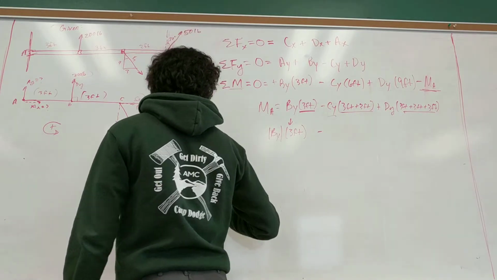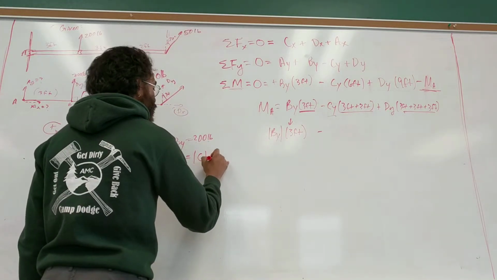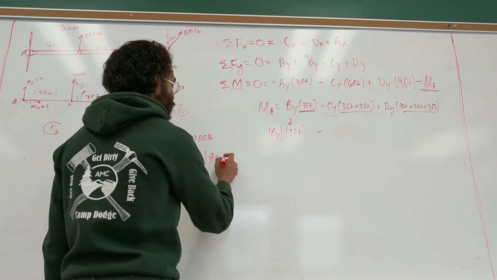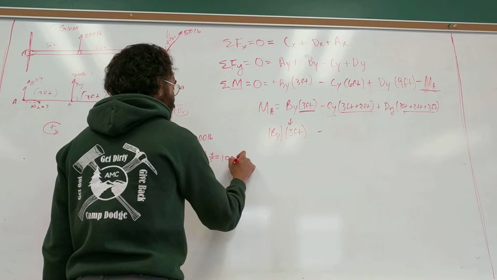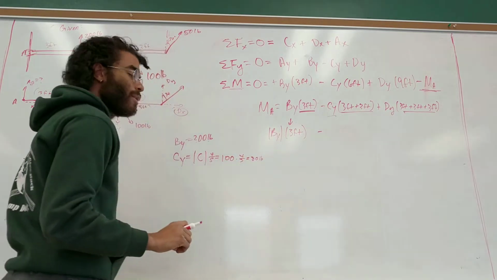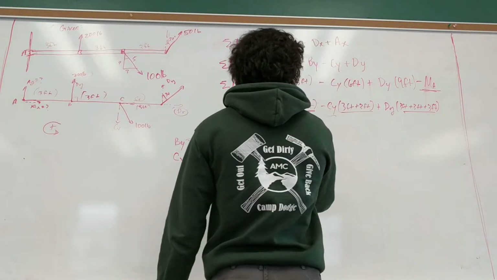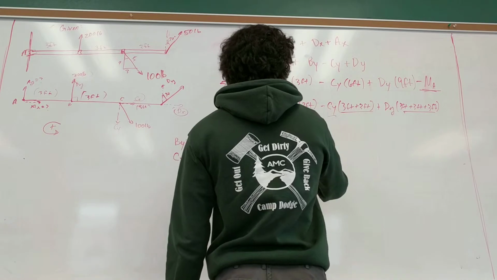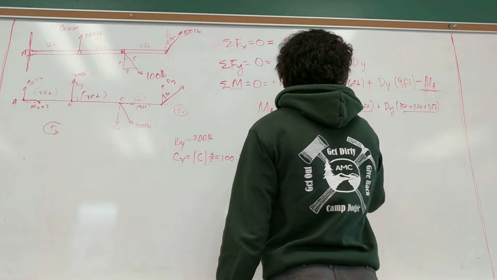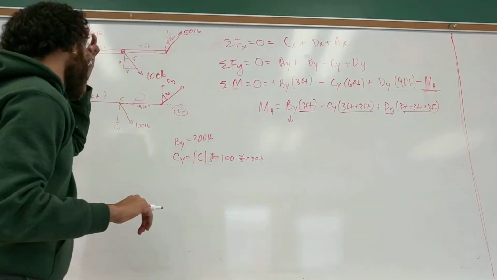Sorry, if I were to write it fully out, we'd have CY is equal to the magnitude of C times 4 over 5, which is equal to 100 times 4 over 5, which is equal to 80 lbs. So we're going to plug it in later, in just a little bit. So that's CY. Now we have to solve for DY. So DY would be like this.